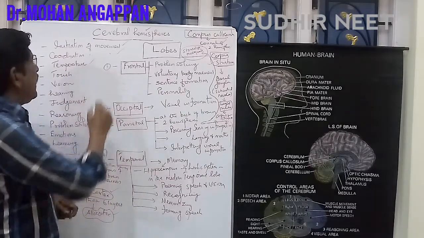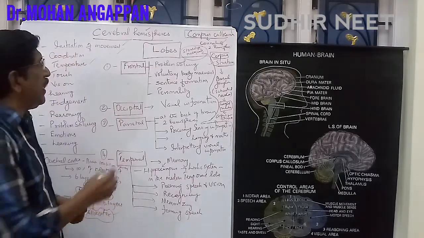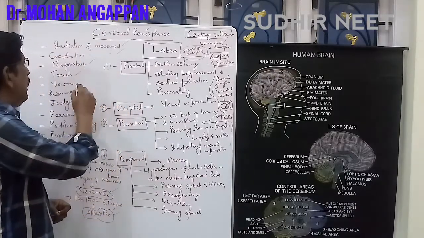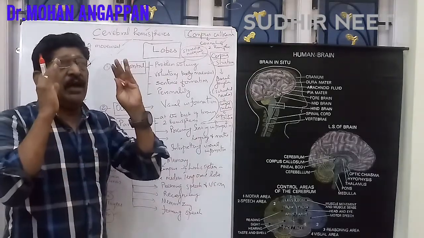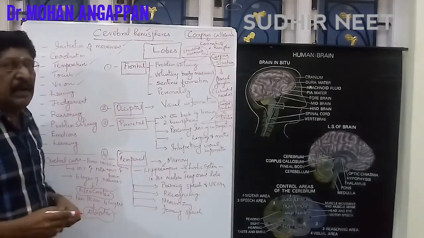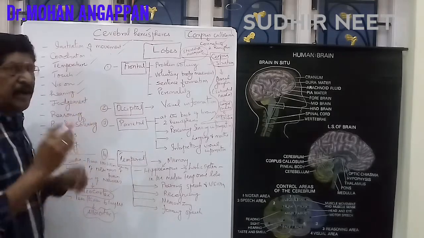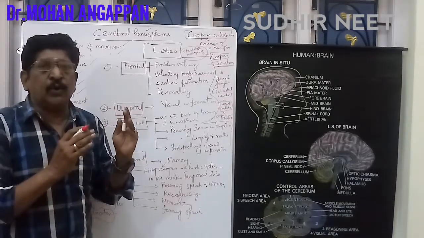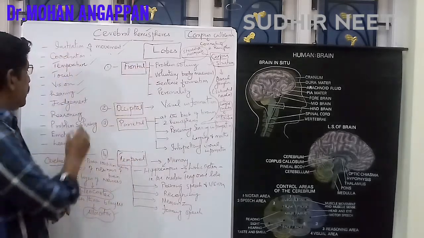It maintains our body temperature. Body temperature is maintained by cerebral hemispheres, and then the feeling of touch, the feeling of vision are all controlled by the cerebral hemispheres. Likewise, hearing, the auditory function, is also maintained by the cerebrum.